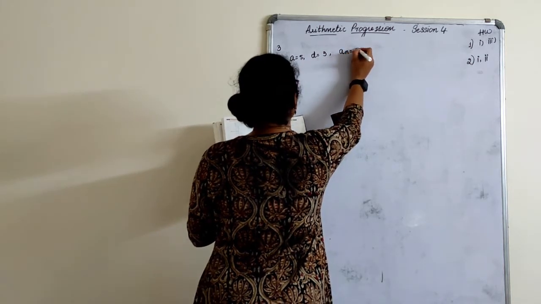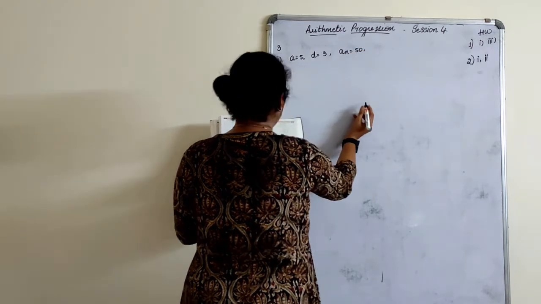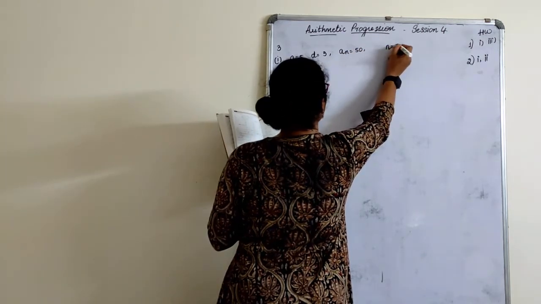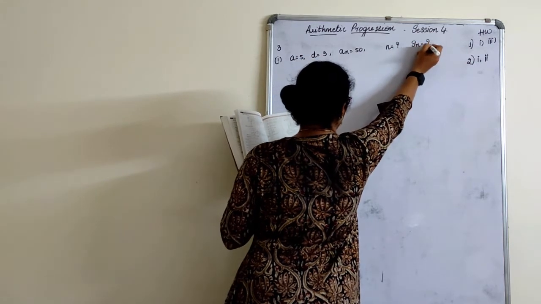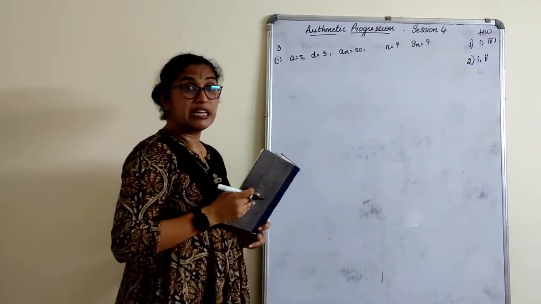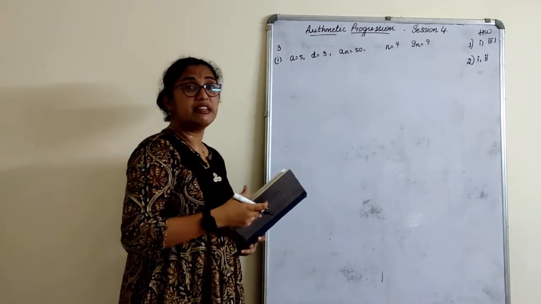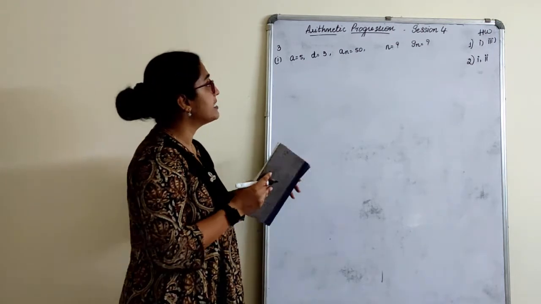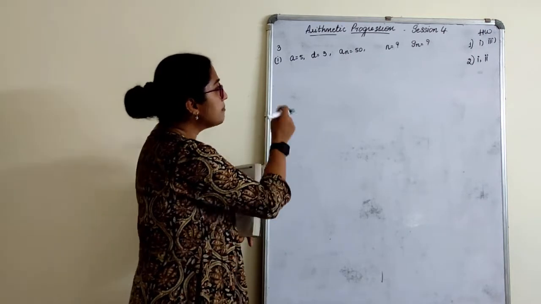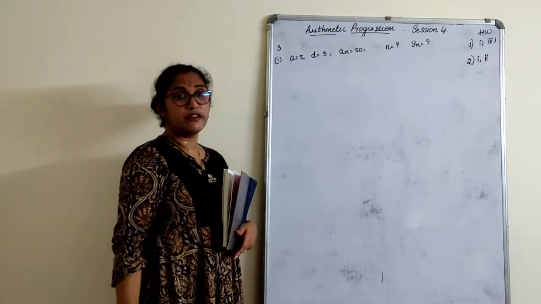Then An is 50. What we have to find? We have to find N. See, it becomes very simple if the questions are given like this, right? Because you need not think and understand the question directly. They have given what is A, what is common difference, what is An. Find N and Sn. Is this a similar sum to what we have done previously?